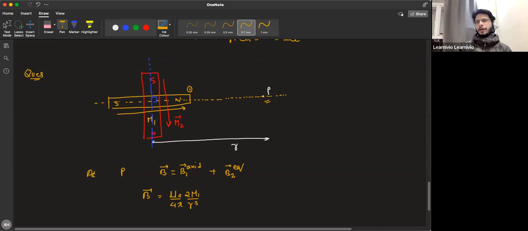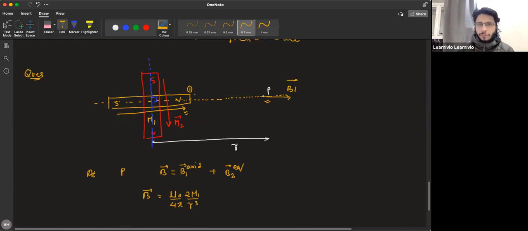Now let's decide the direction. I just have written the magnitude. Now I write the directions also. For the first bar magnet, what will be the direction of magnetic field on axial line? It's same as that of magnetic moment. So see, magnetic moment is to the right hand side. That means magnetic field is also to the right hand side.